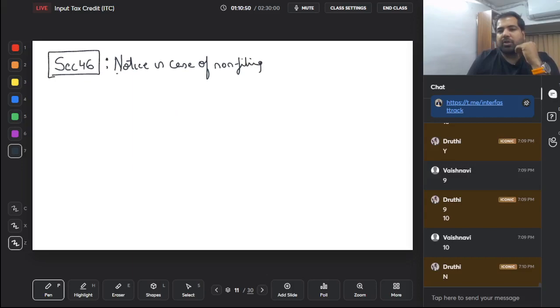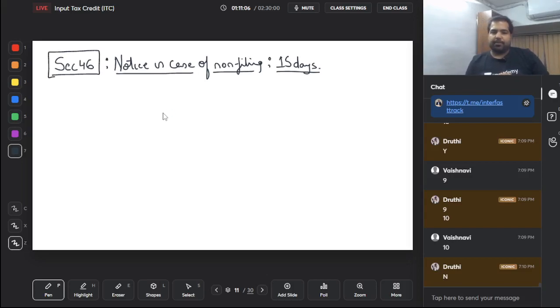Guys, these notices also come as email only. Everything happens online. And this notice tells you that you need to file your return, and they give you 15 days to file your return. So you need to file your return, otherwise a notice comes under section 46. And then when you file your return, guys, will you have to pay any late fee?